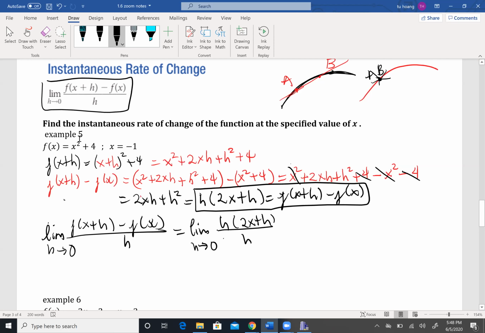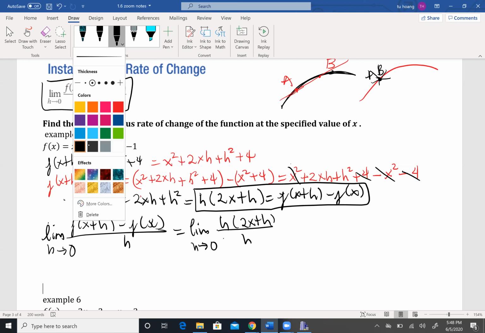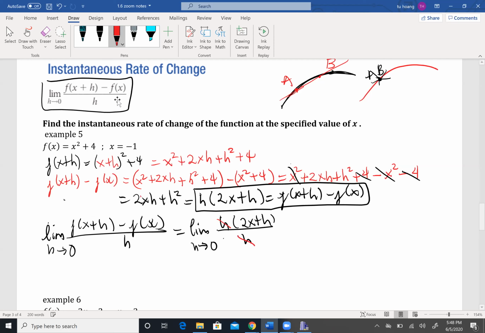Okay, in this case you cannot use direct substitution, right? Remember that. You have to cancel the h, because since it's a limit, h approaches 0, which means it is not equal to 0. So then you can cancel the common factor h, and now it becomes the limit of 2x plus h as h approaches 0.